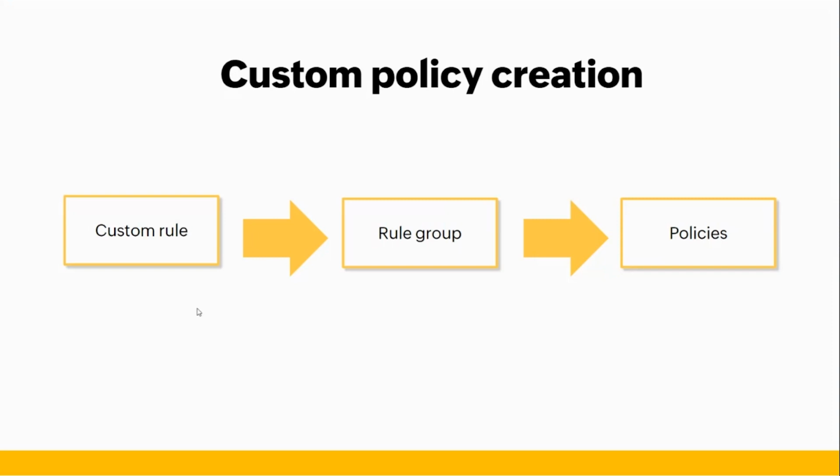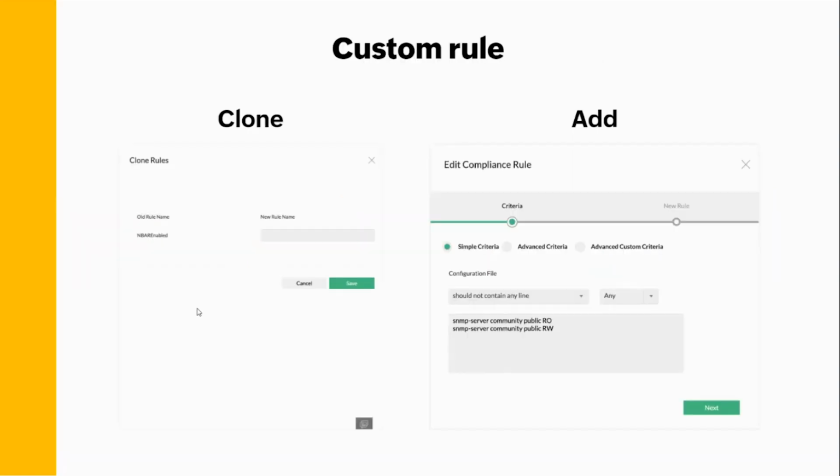There are two ways to create custom rules in Network Configuration Manager. We can clone an existing compliance rule to create a new one, or we can add a new customized compliance rule. There are three criteria to add a compliance rule: simple criteria, advanced criteria, and advanced custom criteria. We will discuss all three in detail in the upcoming slides. So moving on, we'll see about the simple criteria.